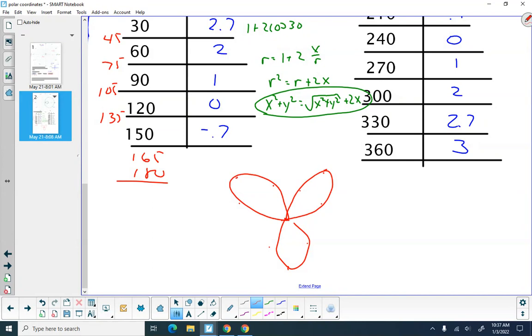Just the roses is what you have to worry about. The cardioids and the limaçons, the 30, 60, 90, 120s, you'll be able to do and get your ordered pairs a lot easier with those. Questions you have?